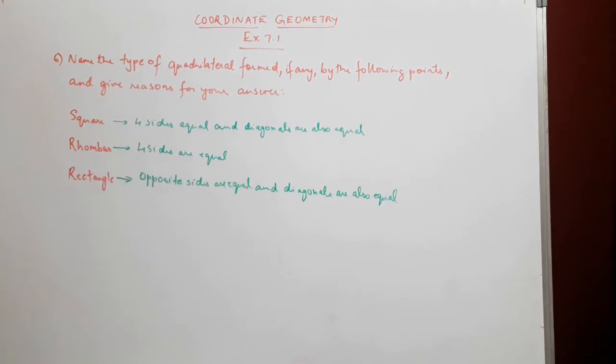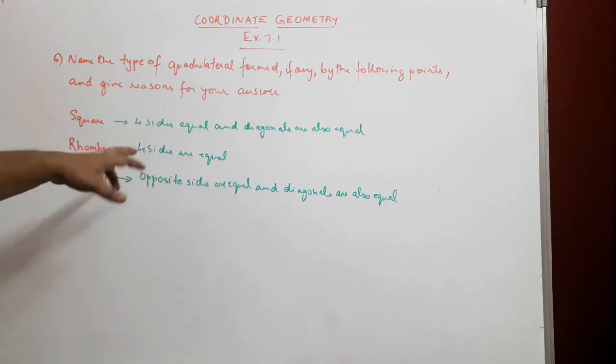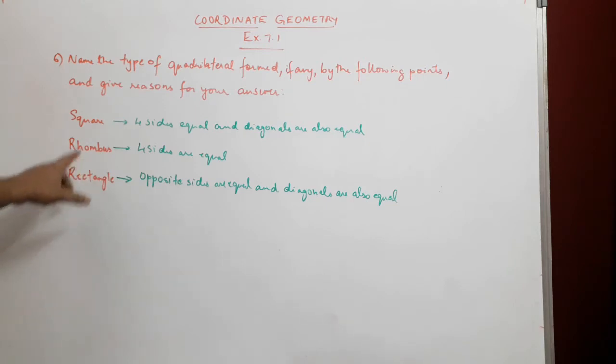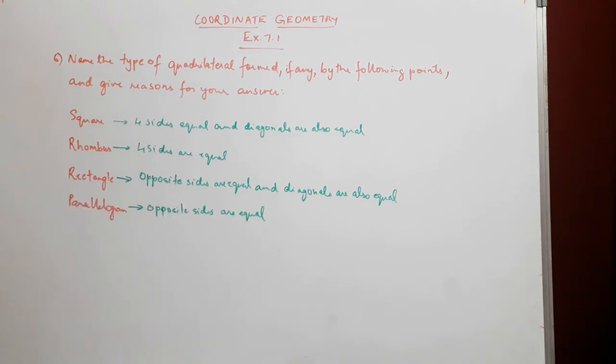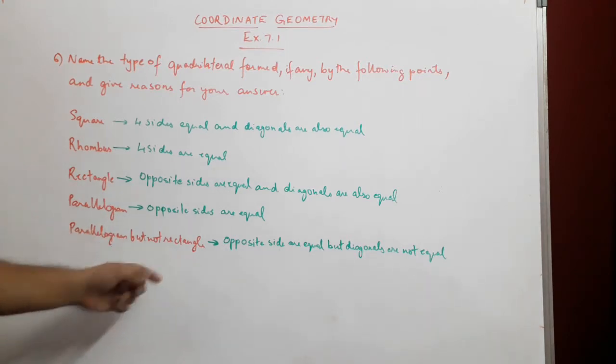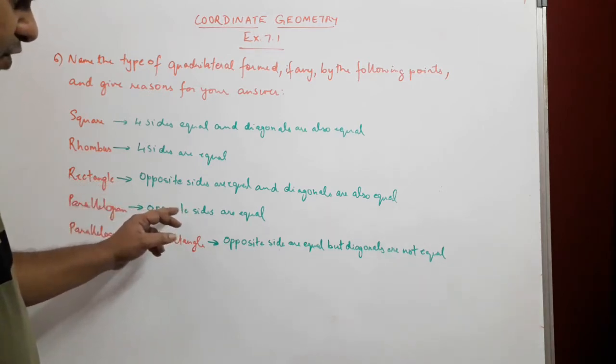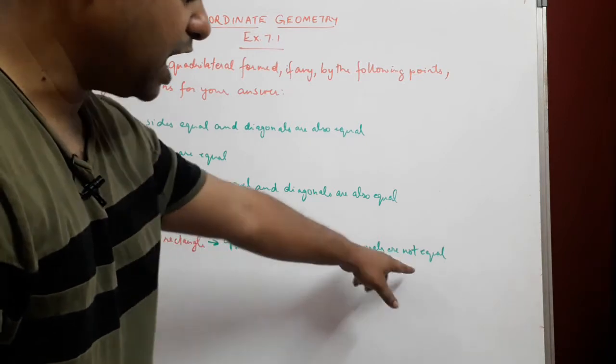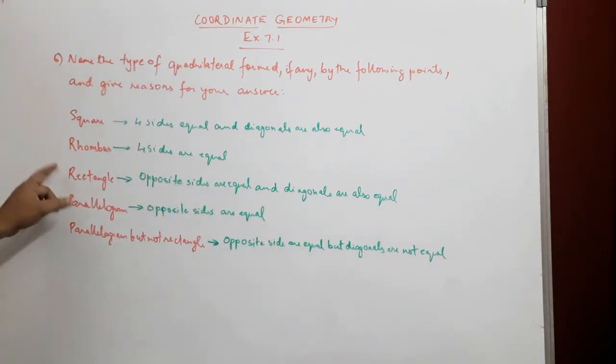structure. The next one is rectangle, where we need to show opposite sides are equal and diagonals are also equal. The difference between a rectangle and square in what we need to show is that all sides are not equal in a rectangle. In case of a square, all sides need to be shown equal, whereas in a rectangle it's enough to show opposite sides equal and diagonals also equal. Next is a parallelogram, where we just need to show the opposite sides are equal. To show that it is a parallelogram but not a rectangle, apart from showing that opposite sides are equal, we also need to show that the diagonals are not equal, because if the diagonals are equal, then it becomes a rectangle.